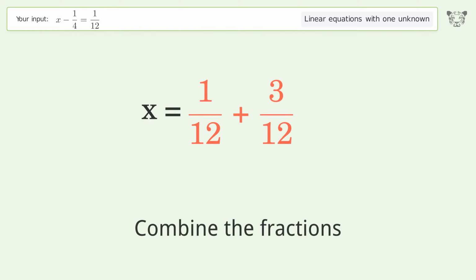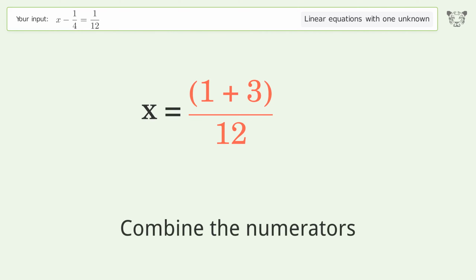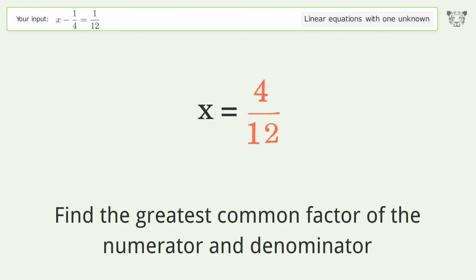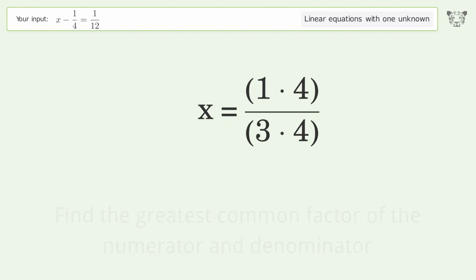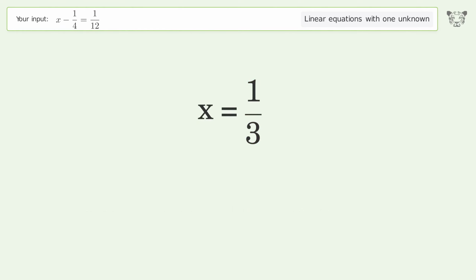Combine the fractions. Combine the numerators. Find the greatest common factor of the numerator and denominator. Factor out and cancel the greatest common factor. And so the final result is x equals 1 over 3.